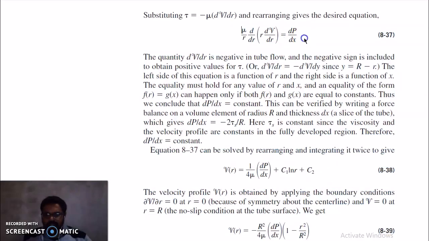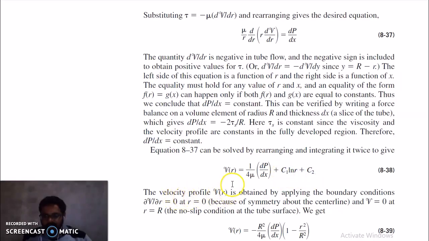Rearrange this equation and integrate this equation twice. You will get this equation. Velocity in radial direction is equal to 1 by 4 mu dp by dx plus c1 log r plus c2. Now you have to find the value of c1 and c2 constants.